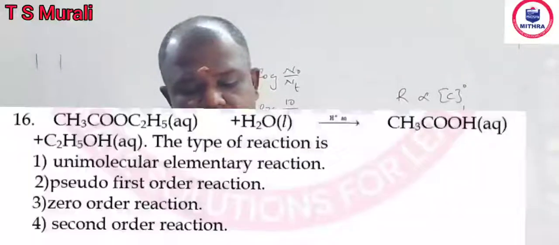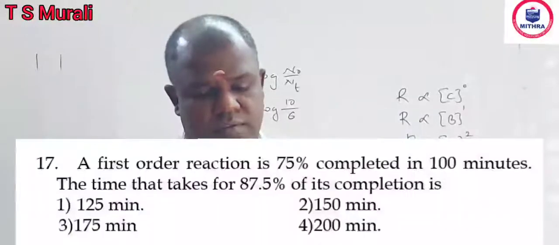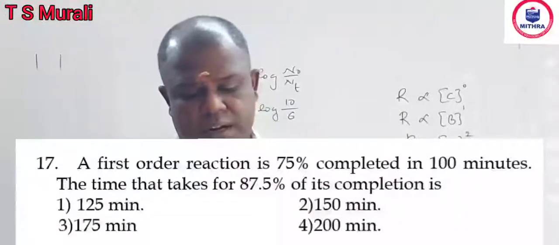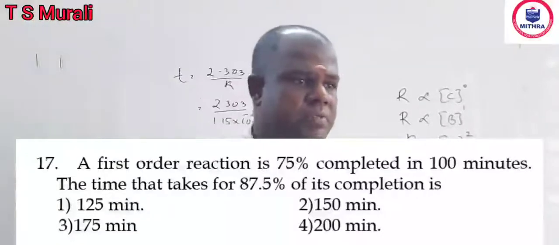Ethyl acetate plus water gives, in acid medium, acetic acid and ethanol. It's a pseudo first order reaction. Question number 17. A first order reaction is 74% completed in 100 minutes. Then what is the time taken for 87.5%? See, 87.5% is 3 T half.